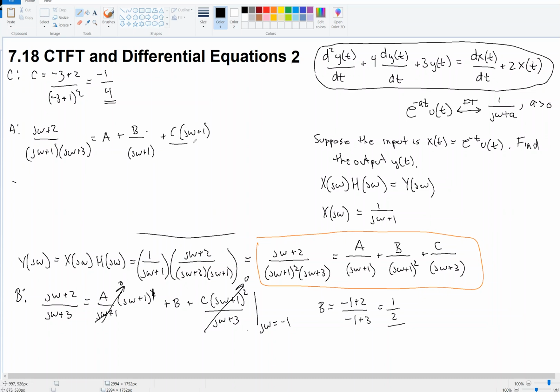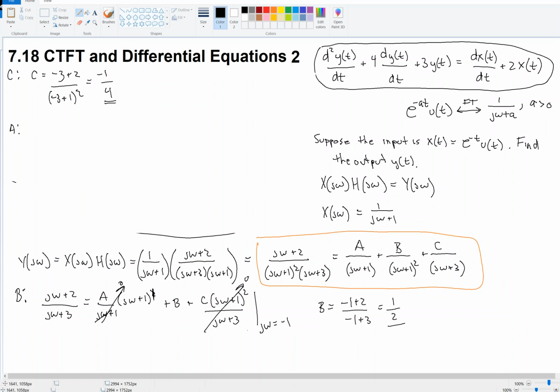Okay, and so when I let j omega equal to minus 1, I have a problem here because of the repeated root. See, I've got this issue, and so I'm not going to be able to do that. That's why I have a problem with a. So let's back up a little bit. So what we can do instead is multiply. So this is what we're going to do. We're going to multiply by the repeated root first.